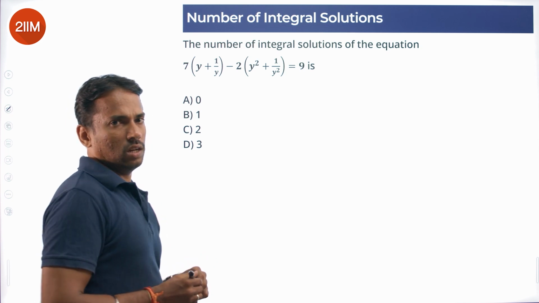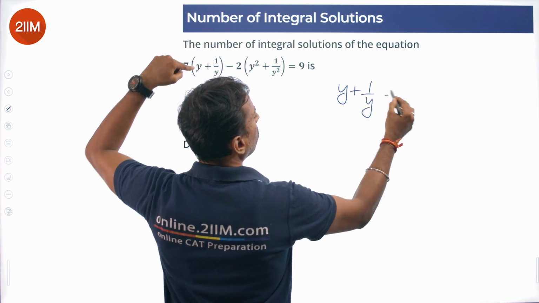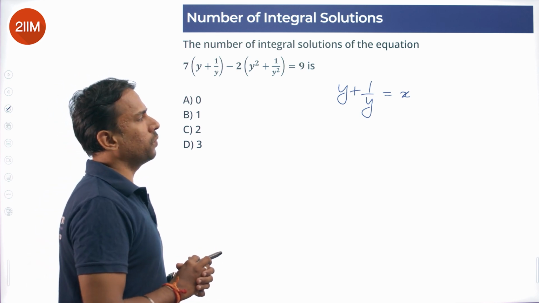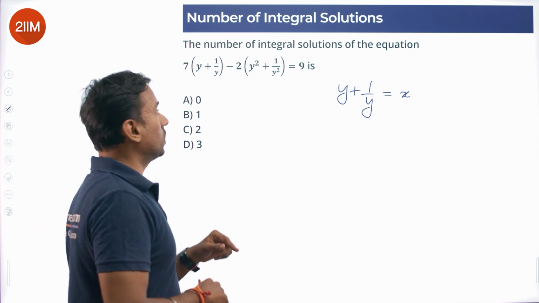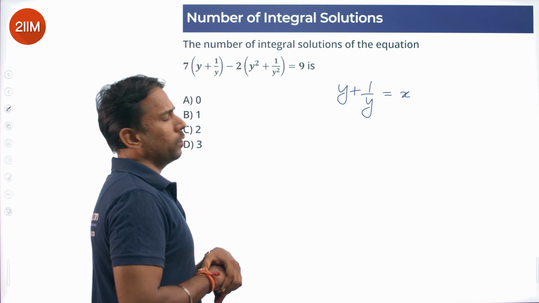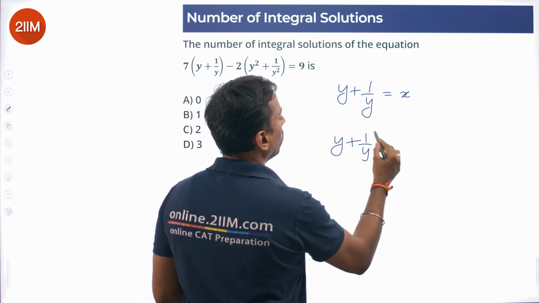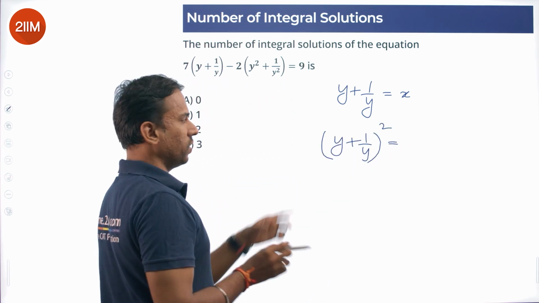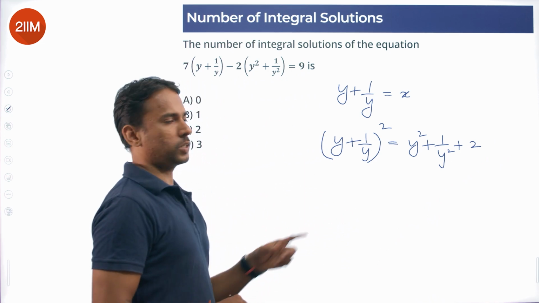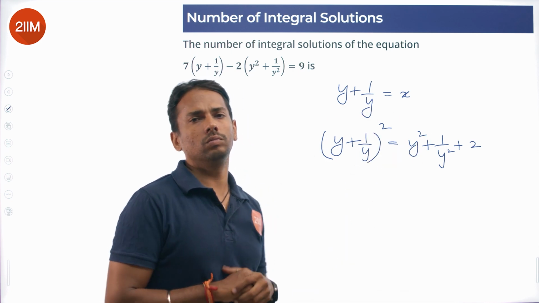What we can do is, let us take this y plus 1 by y to be something else. Let's take this to be some x. So take y plus 1 by y is equal to x. Now in that sense, this can also be replaced. How? Here we have y square plus 1 by y square. This is going to be y plus 1 by y, the whole square. We'll expand this using a plus b the whole square: a square plus b square plus 2ab, and 2 into y into 1 by y becomes 2.